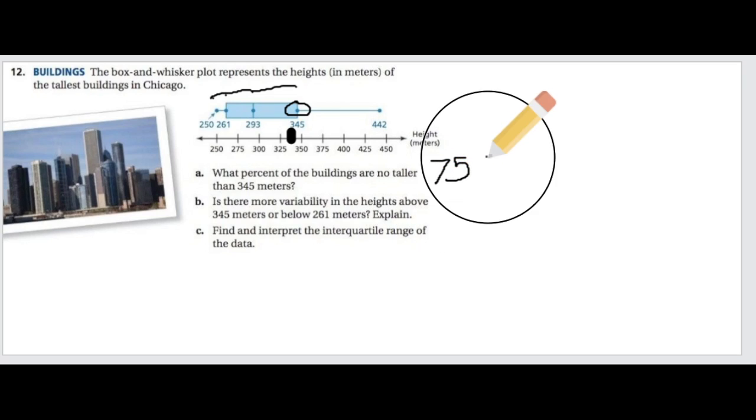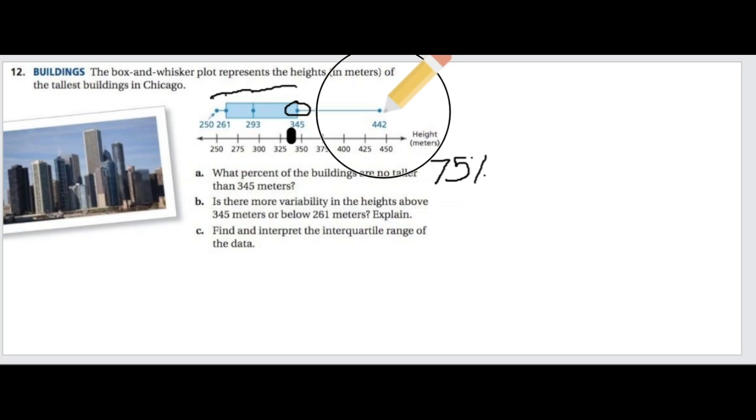What percent of the buildings are no taller than 345 meters? That means that 75%, these are all smaller, they're no taller than 345. It's kind of a review of inequalities, meaning 25% is from here to here. So yes, it looks like, oh wow, a lot of data is from 345 to 442, but no. That's only 25% of our data scattered from here to here. Whereas our IQR, the majority of our data, is within this box, within this range.